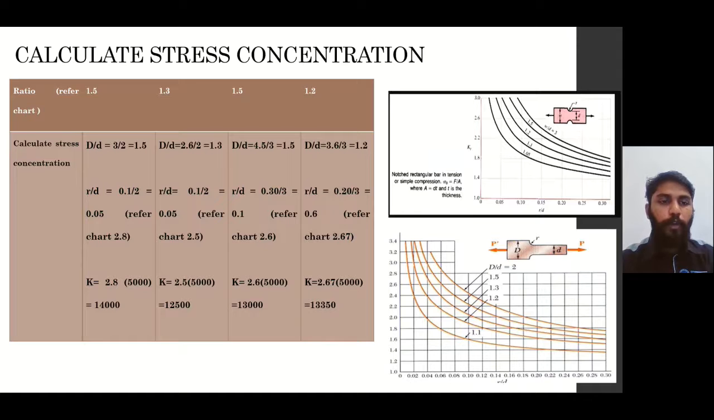Radius of fillet is 0.1/2. Its answer is 0.05. So the 0.05 I refer from the chart. It intercepts the 1.5 line. So I will get 2.8. So to get maximum stress, I need to multiply 2.8 with 5,000 pounds. So I will get 14,000 stress in the fillet. So I use the same formula to get the following ratios, for all ratios.